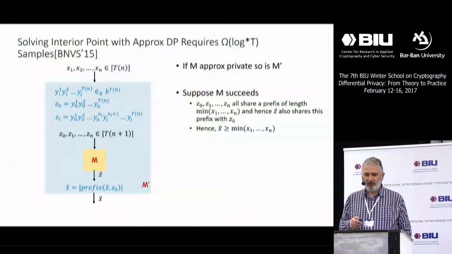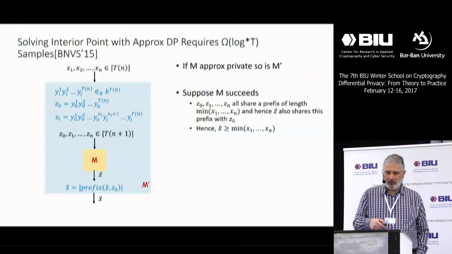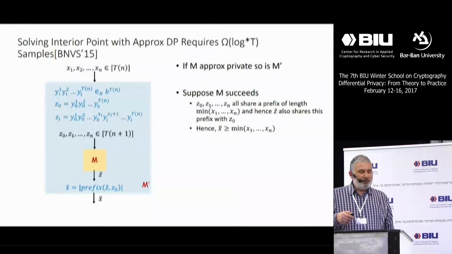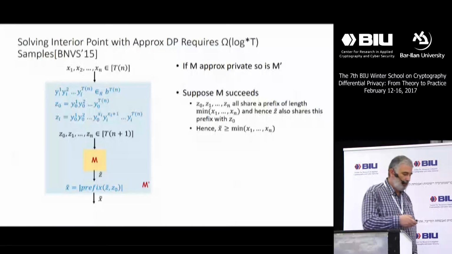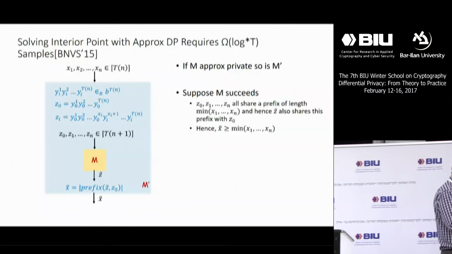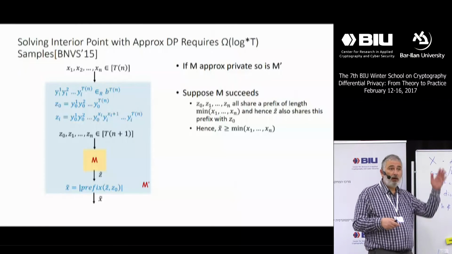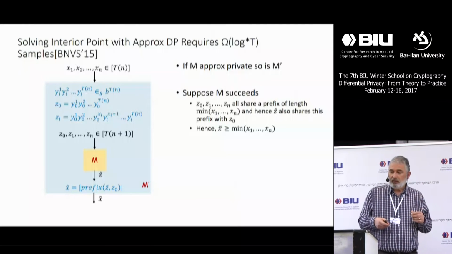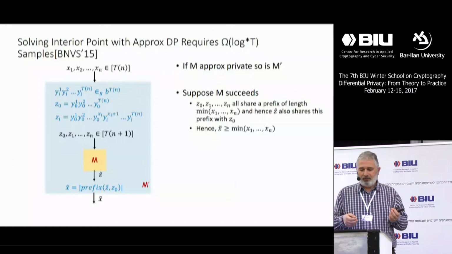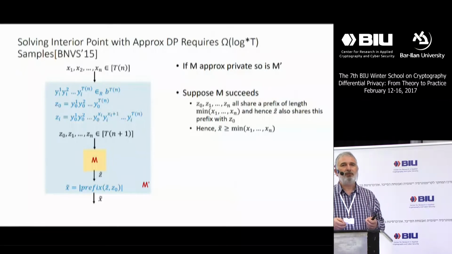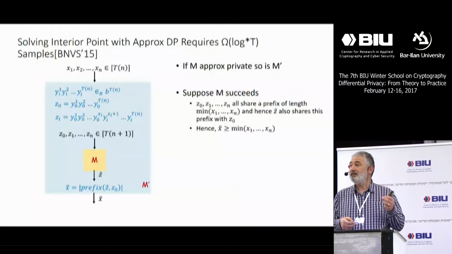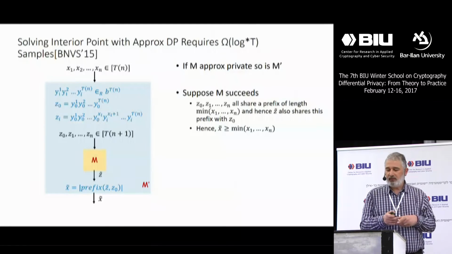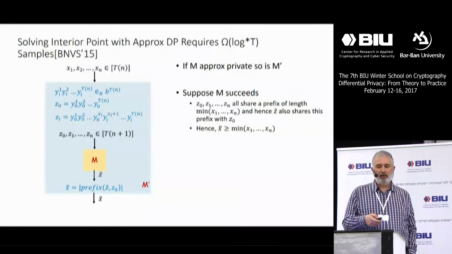Now, to show that it's larger than the minimum, it's not hard. All these z numbers share a prefix of length the minimum of x1 to xn. All of them copied the prefix from y0. So no matter what happens, z tilde should also have to share this prefix with the string y0. So obviously we're getting x tilde, which is larger than the minimum.